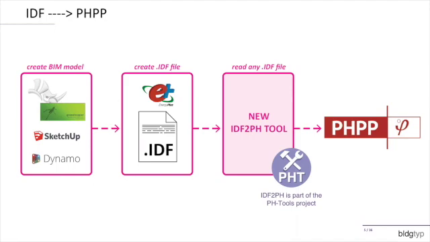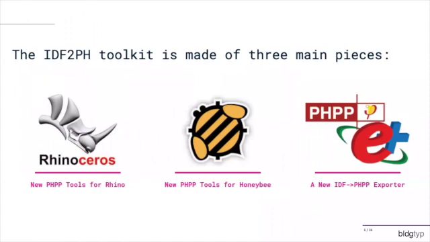So the IDF2PH toolkit works by piggybacking on top of some other really amazing free and open source tools. In particular, there's this one toolkit known as Honeybee, which is a tool set made by the Ladybug Tools team, and we'll talk more about that in a few minutes. So first, we talk about the IDF2PH toolkit and what it's made of. It's got three main pieces.